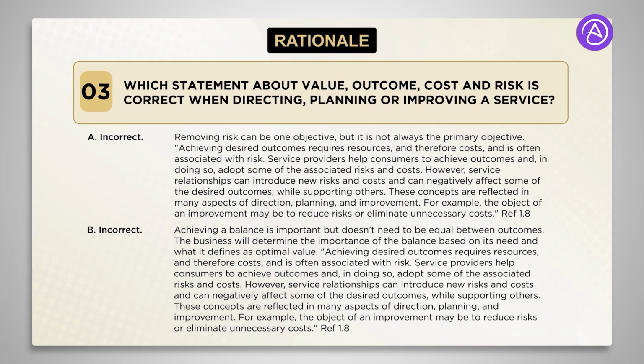We can discount A, removing risk from the consumer is the primary objective of a service. Well, achieving desired outcomes is the primary purpose of a service, and it requires resources and therefore costs and is often associated with risk. So A isn't appropriate.